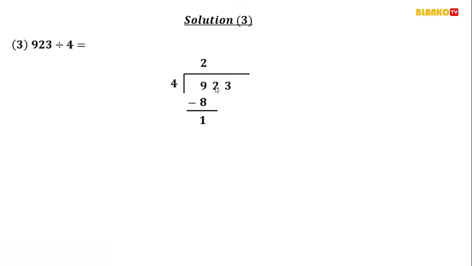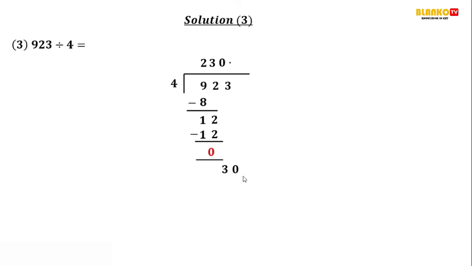1. So let's add this 2 to this 1, so that we'll get what? 12. Okay, so 4 goes into 12 3 times. So 4 multiplies 3 to be what? 12. So let's subtract 12 from 12, which is going to give us 0. Now we are left with 3. So 4 goes into 3, 0. Then we put a point, and then we add 0 to this 3, making what?